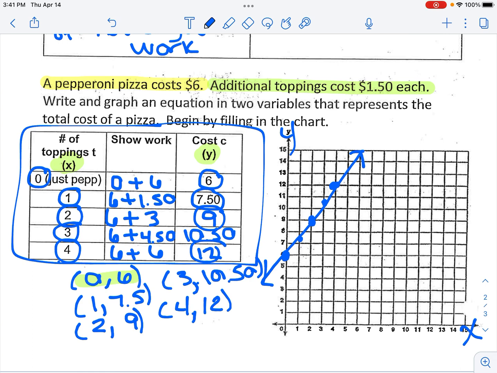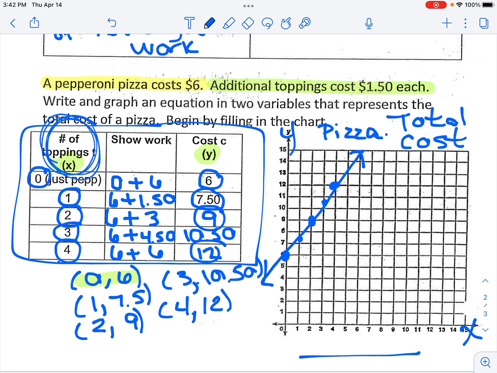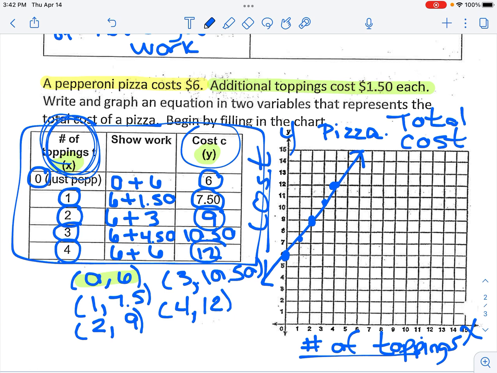All right, so the last thing we need to do is label our graph. So we're going to put pizza total cost for our title. That's what this graph is showing. Now, for your X, what are we going to label this down here? We're going to label it exactly what it was called over here, number of toppings. Look at what we called Y. Y is cost. So over here, we're going to label our Y-axis cost.